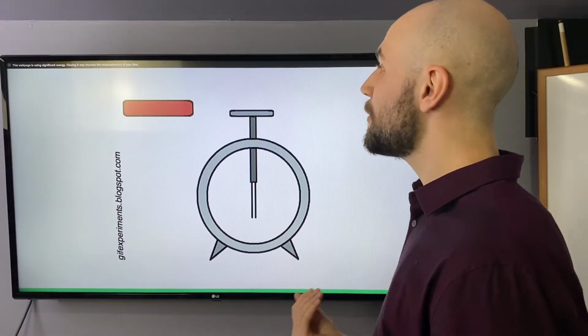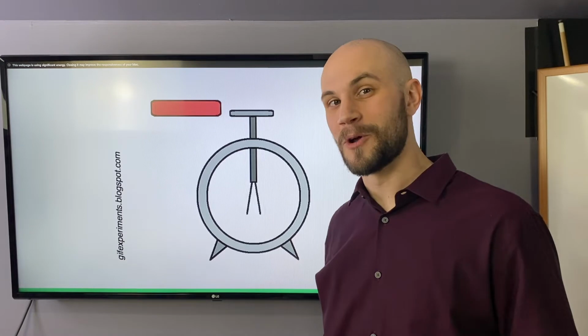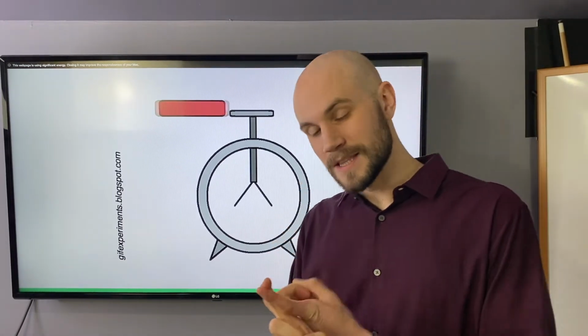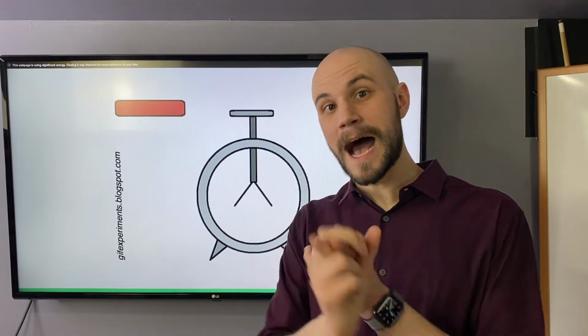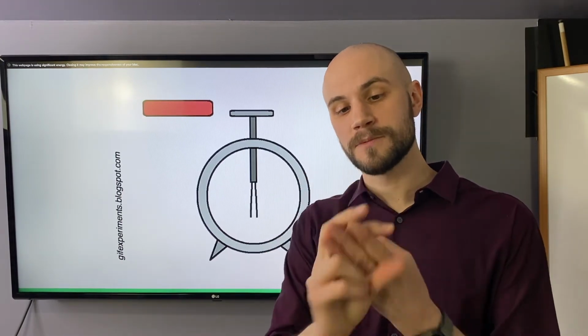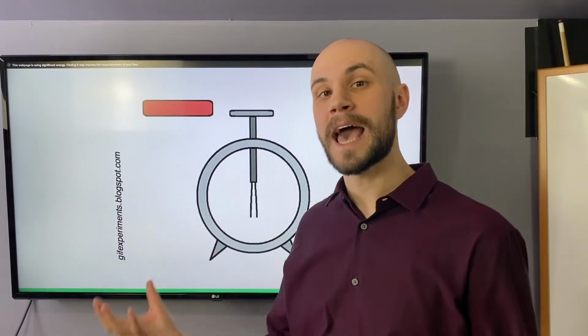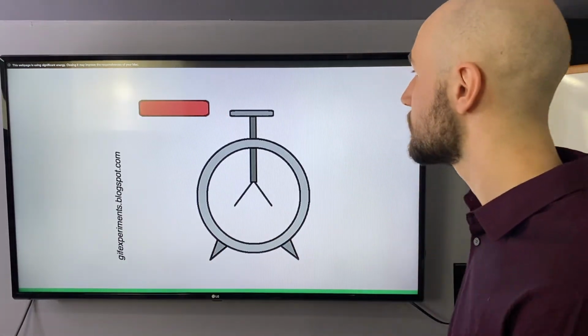But what's the story if this was a positive object that we brought by? Again, the number one thing to keep in mind is like charges repel, opposite charges attract, and electrons move. If you keep those three things in mind, you could always explain what's happening from an electrostatics perspective.